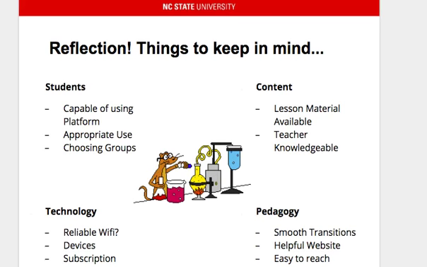As far as technology, I need to make sure the Wi-Fi in my classroom is reliable or else I need to go somewhere else. I need to make sure I have enough devices for each pair in terms of phones or Chromebooks. I also need to make sure that everything is good on my end with the subscription and whether I pay for it or the school does.